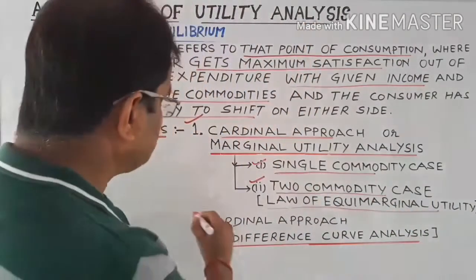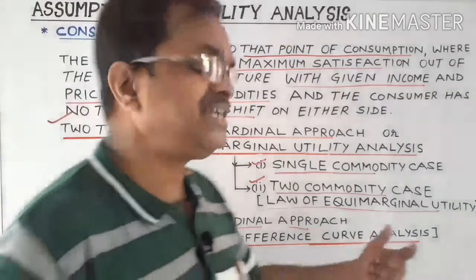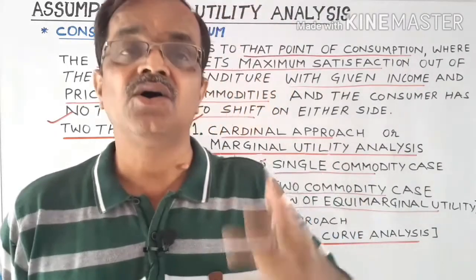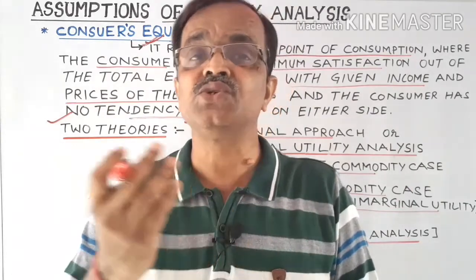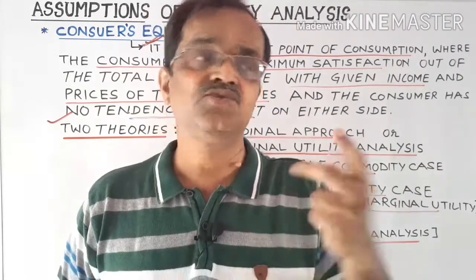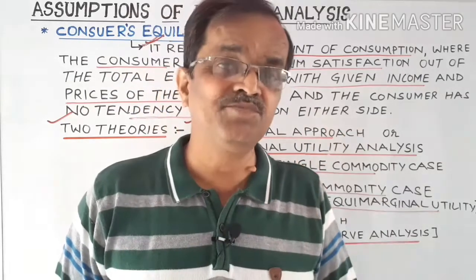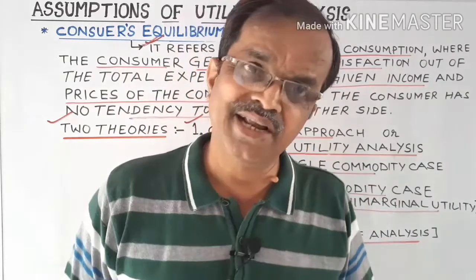And the second approach is the Ordinal Approach, also called indifference curve analysis, which contains the description of the equilibrium of a consumer when the consumer consumes two commodities. Two tools are used to describe the point of equilibrium: the indifference curve and the budget line.